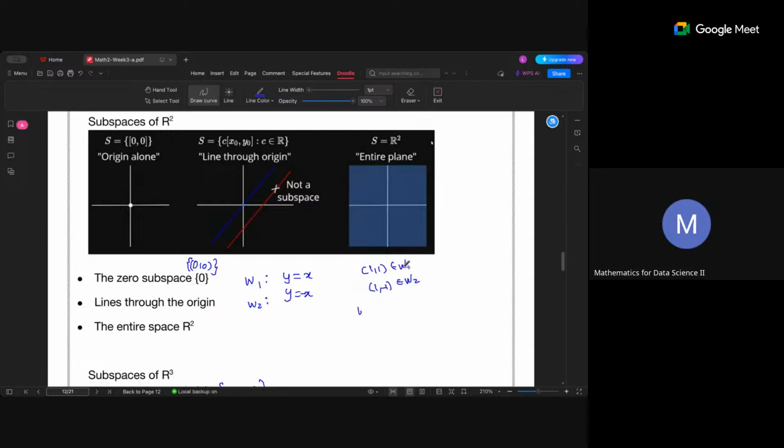Both of them belong to W1 union W2, right? Now what happens to their sum? (1, 1) plus (1, minus 1) is (2, 0). Does this belong to W1 union W2? No, ma'am.